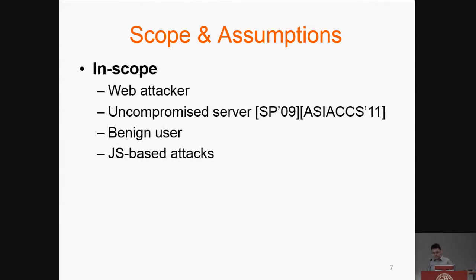So what we consider is the following. First, we assume the standard web attacker, where an attacker is able to exploit some vulnerabilities in the web page, and also exploit some vulnerability in the malicious extensions, such that it will be able to do some script injection attacks. Secondly, we assume the uncompromised server, as this has been studied extensively. And third, we assume the benign user, meaning that the user will not do any malicious activities inside his own user session. And fourth, we consider only the JavaScript-based attacks.